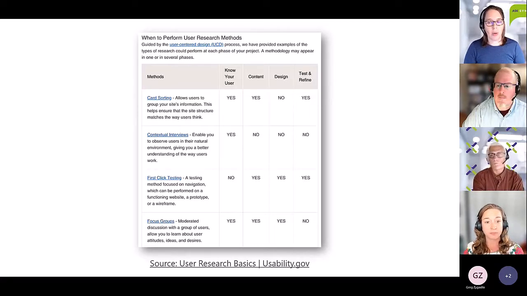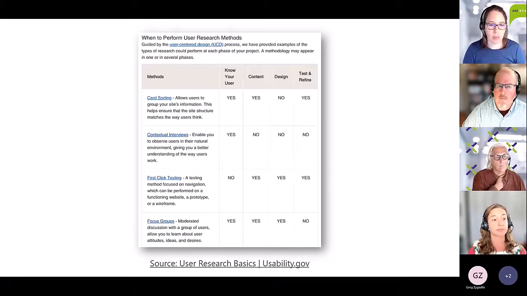Mark in the chat noted that usability.gov, the site is archived and it's now digital.gov, but the links will still work, so it's all good. Thank you, Mark.